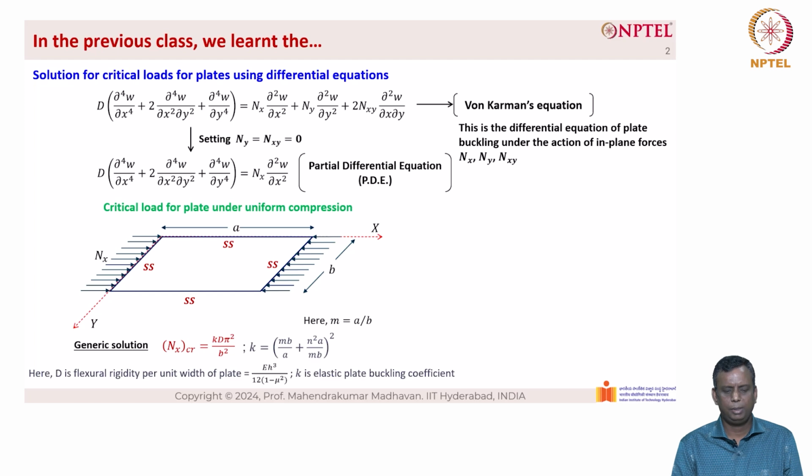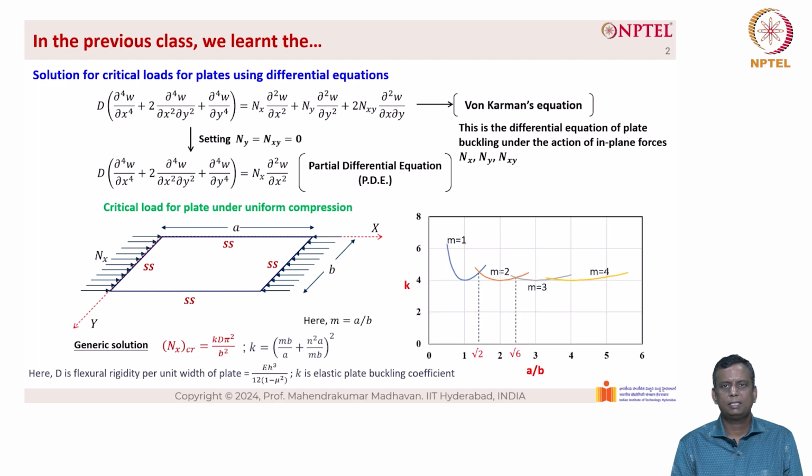K is given as (mb/a + n²a/mb) the whole squared, and m is defined as the aspect ratio, which is a by b. When we plot the elastic buckling coefficient k with respect to the aspect ratio a by b, we get a series of curves, also known as Garland curves. Here we can see several curves: m equal to 1 has a single curve, and then m equal to 2, 3 and 4. We can observe that as the aspect ratio of the plate increases, the curves tend to flatten, indicating there is lesser variation of k with respect to aspect ratio, especially after the aspect ratio of 4, where it flattens out much more.